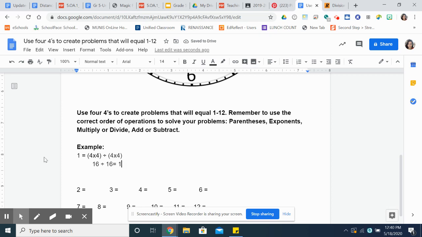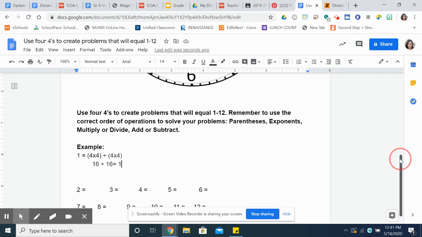So I have done the digit 1, and I know that when I go in order, I went from left to right. I multiplied 4 times 4, I got 16, and then I multiplied 4 times 4 again, and when I divide 16 by 16, I get 1.